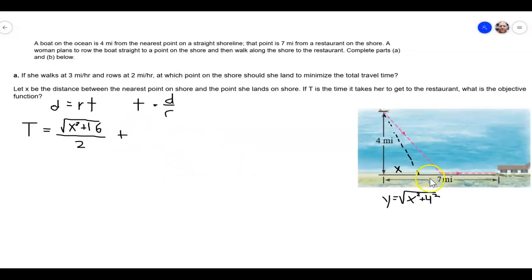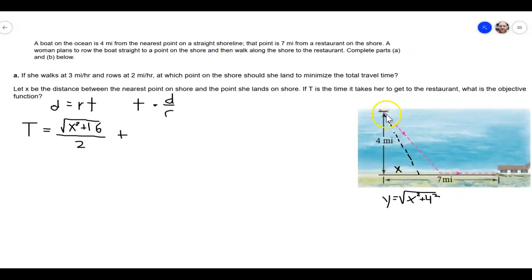So the amount that it's going to take to walk, let's say we land here. Well, it's going to take 7 miles less whatever we landed here, so less x. So it's going to really just take 7 minus x. So that's going to be the distance it's going to take to walk.